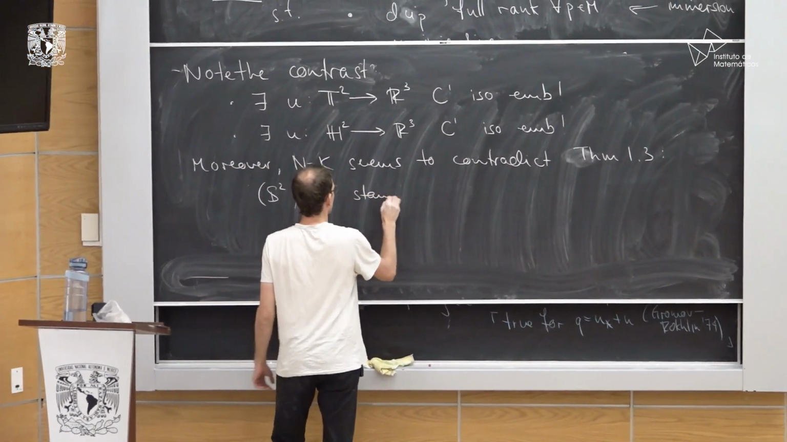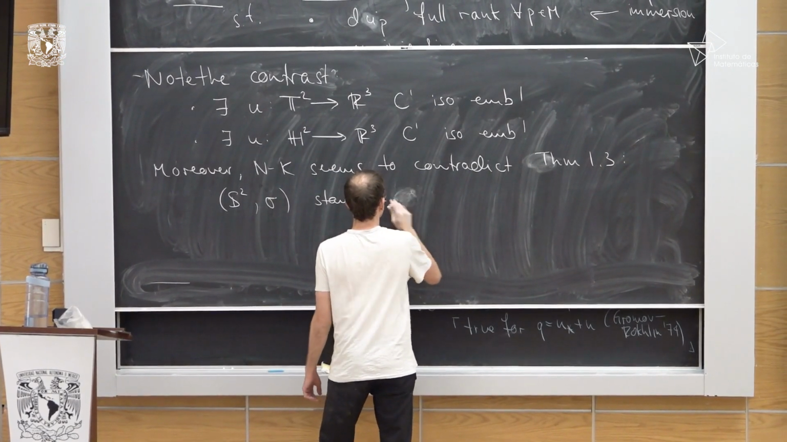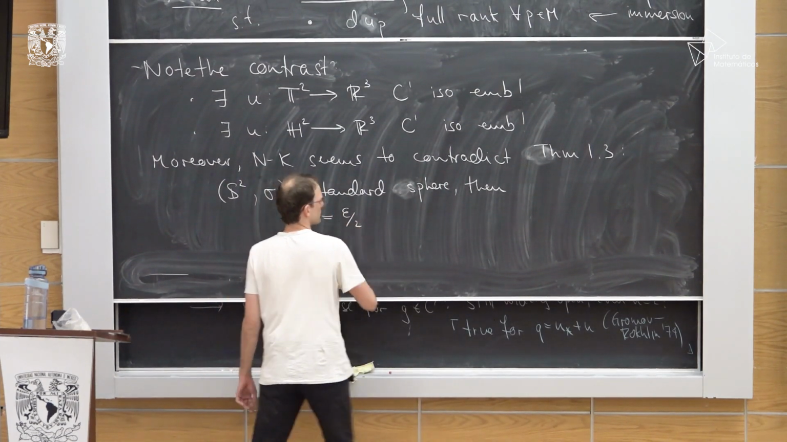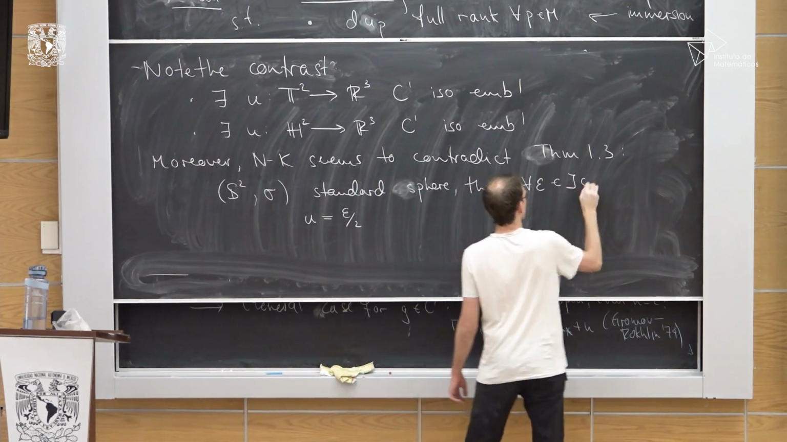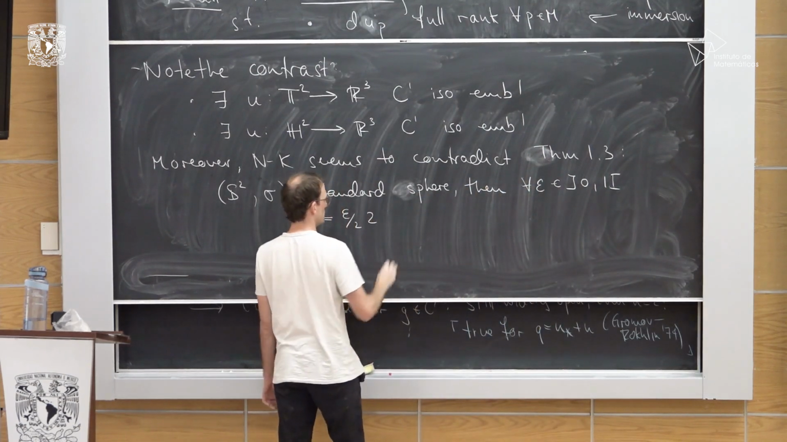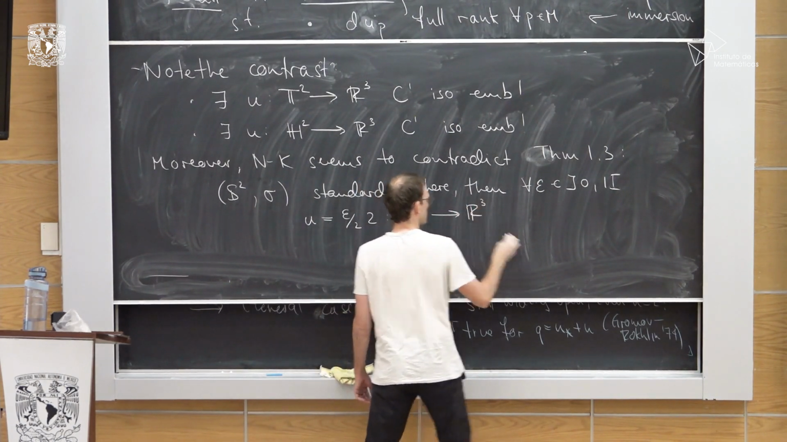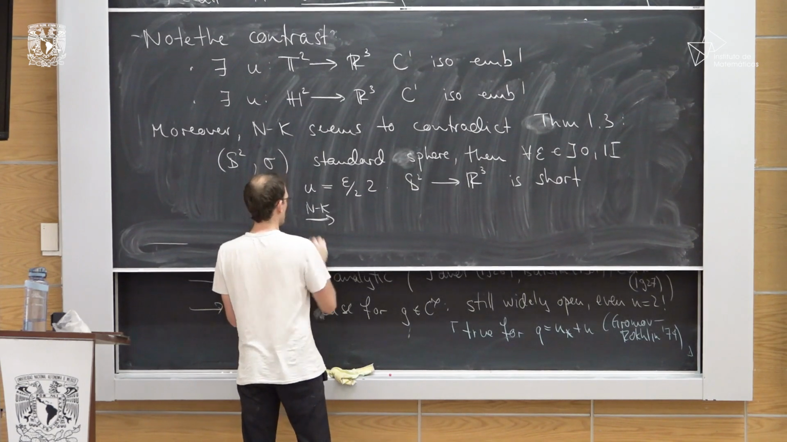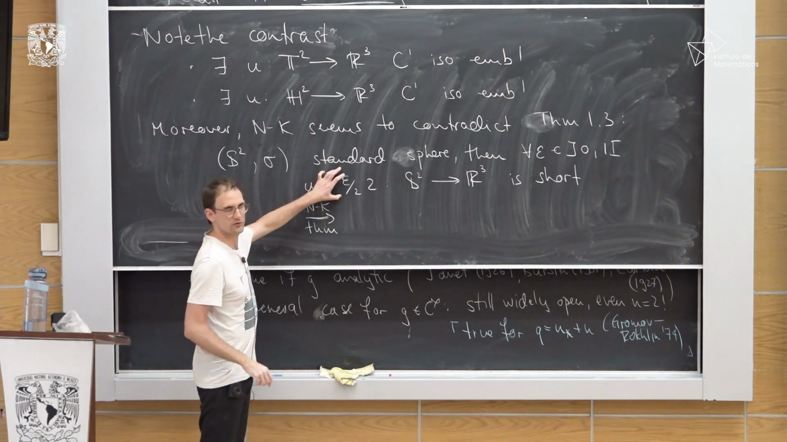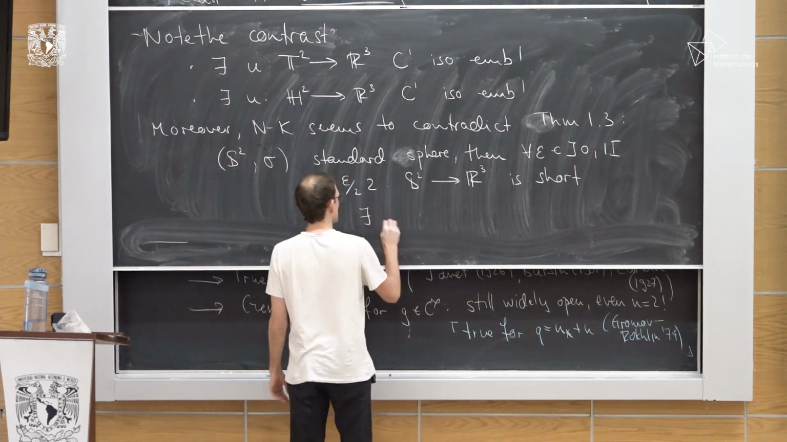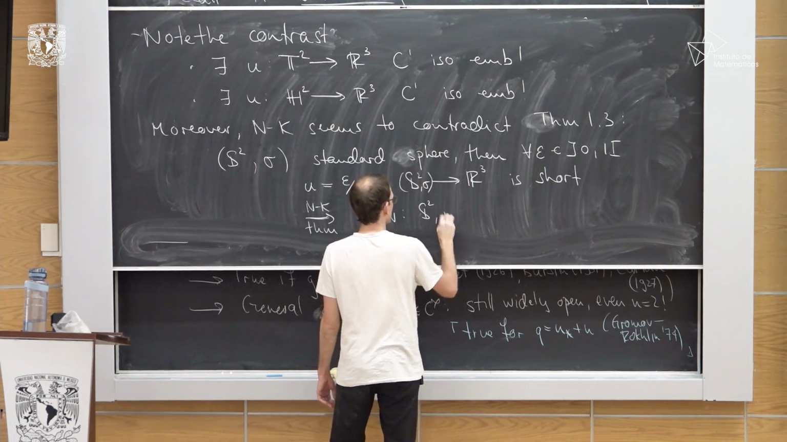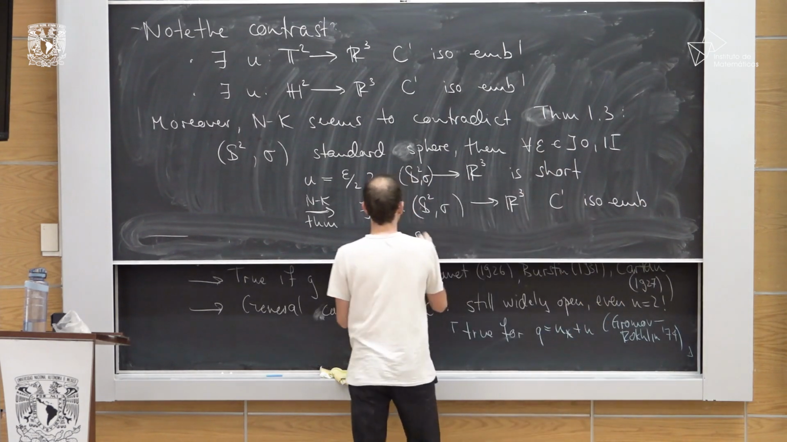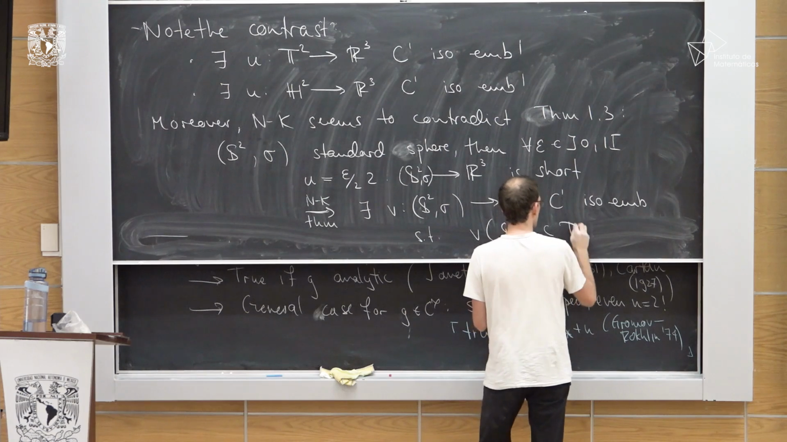So the standard 2-sphere. Then u, which is epsilon halves, for any epsilon in (0,1), say, epsilon halves the inclusion is short. So the Nash-Kuiper theorem tells me I have a short map, and in any small neighborhood of this short map I find a map which is length preserving. So there exists v, a C^1 isometric embedding of this manifold into R^3, such that the image is contained in the ball with radius epsilon.